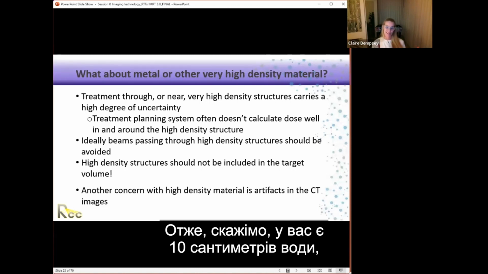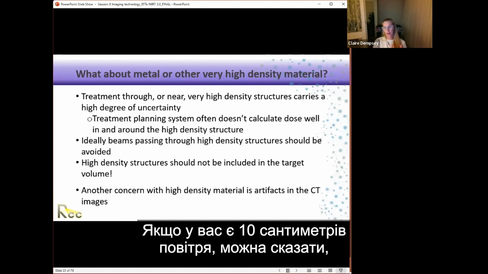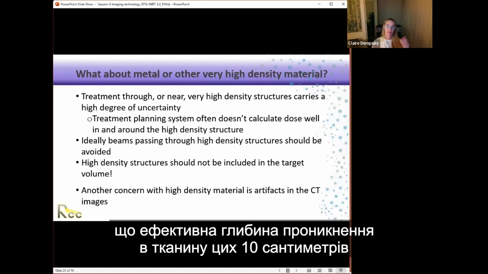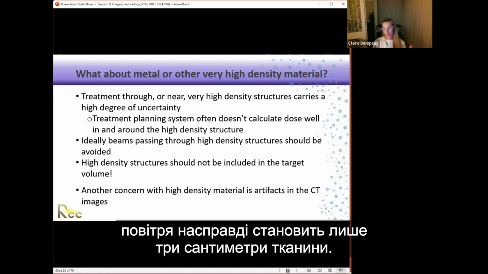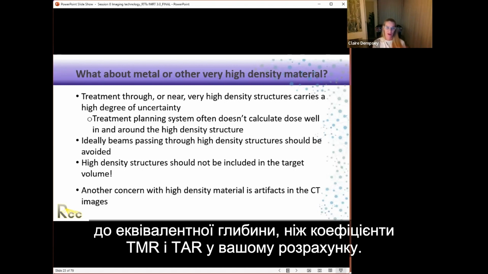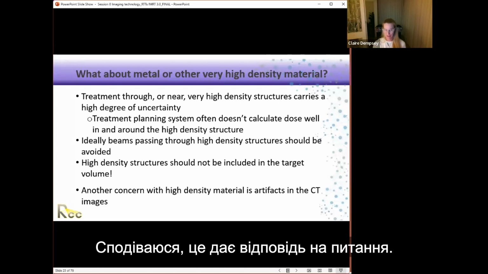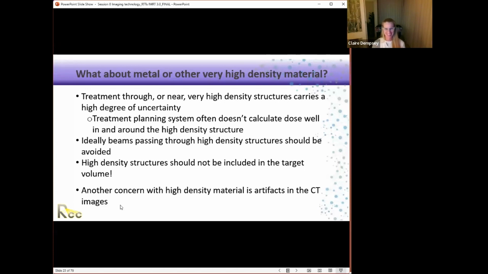So let's say you've got 10 centimeters of water, you'd have an effective depth of 10 centimeters. If you've got 10 centimeters of air, you might say the effective depth in tissue of that 10 centimeters of air is actually only 3 centimeters of tissue. So when you're looking at a dose calculation, the different densities apply more to an equivalent depth than to your TMR and your TAR factors in your calculation. I hope that makes sense. Hope that answers the question. Good question.